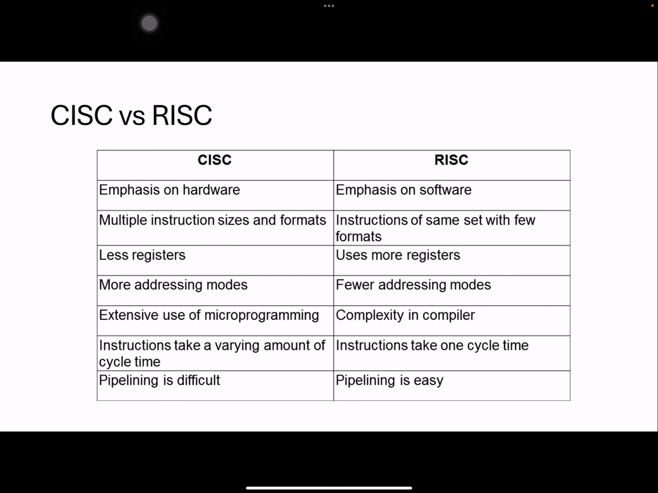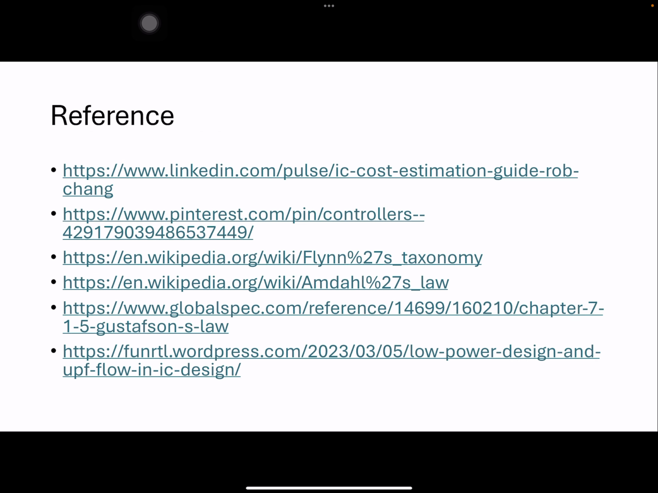And the last is the reference. I searched most of the resources from Wikipedia and some websites. Those are really helpful for me to write the summary.